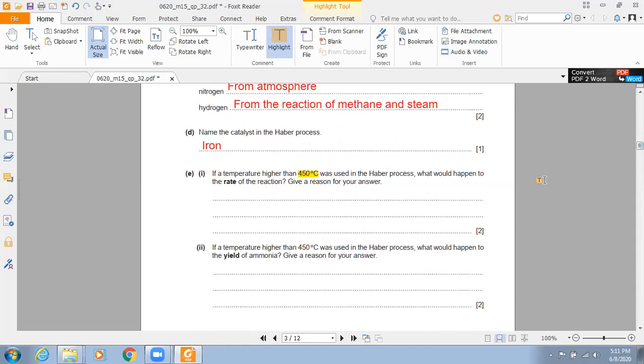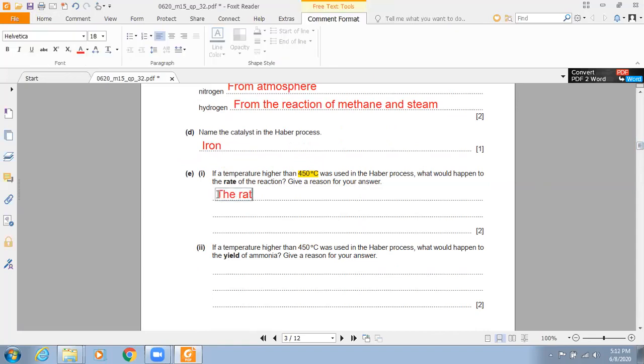Rate of the reaction. We'll be talking about yield after a while. First, let us talk about the rate of the reaction. If you increase the temperature more than 450 degrees Celsius, obviously the rate of the reaction will increase. So we can tell that the rate of the reaction will increase, right?